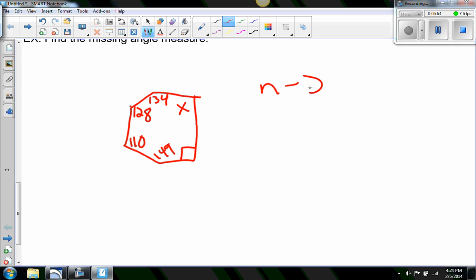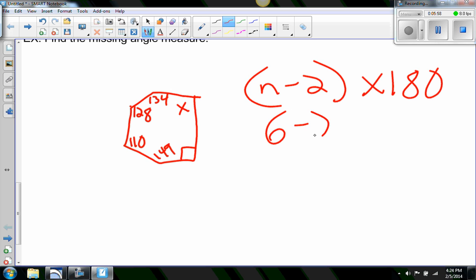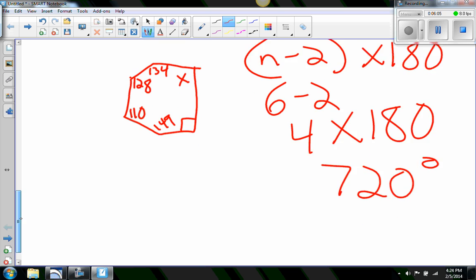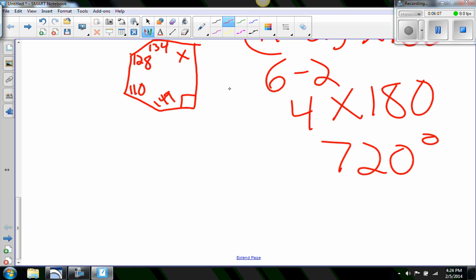So I would go n minus 2 times 180. Well, it has 6 sides, so 6 minus 2 is 4. 4 times 180. I just figured that out up there. It's 720 degrees. Okay, so the total number of degrees I can have in this figure right here is 720.